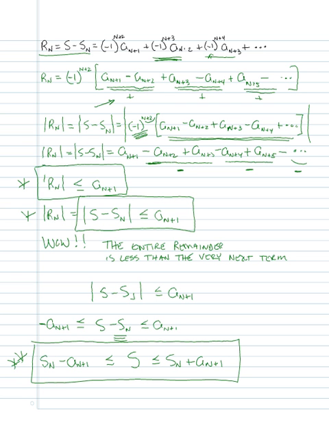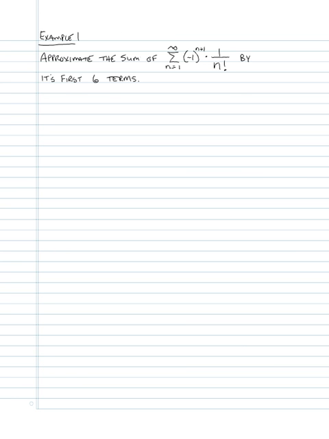So as we pause and go to the next page, as you see here, the first example we're going to see using this approximation technique, we're going to approximate the sum of the series, which is -1 to the power n plus 1 times 1 over n factorial, by using its first 6 terms.